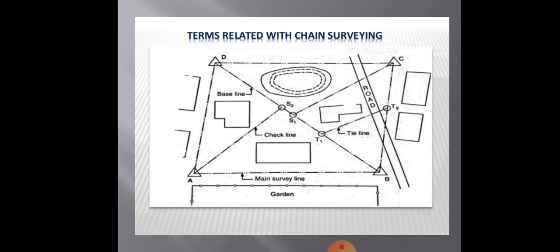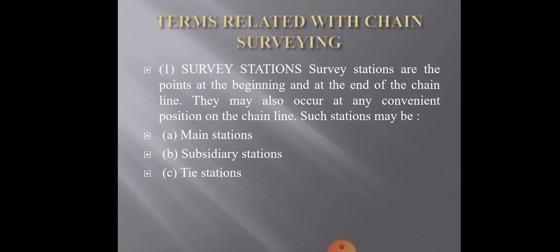Now, the next terms related to chain survey. The first one is survey station. What is a survey station? Survey stations are the points at the beginning and at the end of the chain line. They may also occur at convenient positions on the chain line. Such stations may be main station, subsidiary station, and tie station.